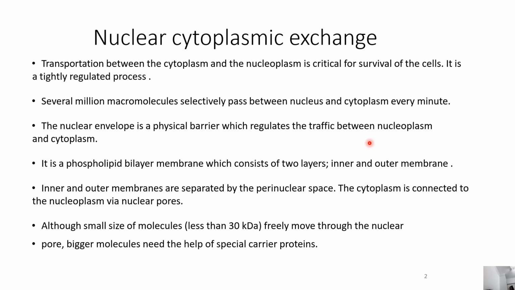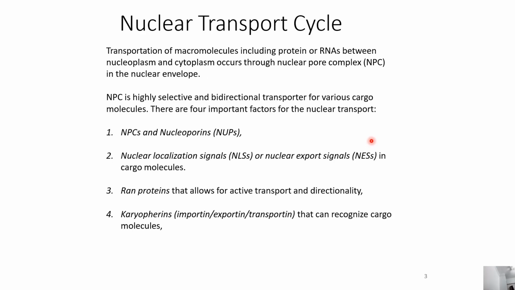It's a phospholipid bilayer membrane which consists of two membranes, inner and outer. Inner and outer membranes are separated by the perinuclear space. The cytoplasm is connected to the nucleus via nuclear pores. Although small molecules freely move through the nuclear pore, bigger molecules need the help of a specialized carrier protein.